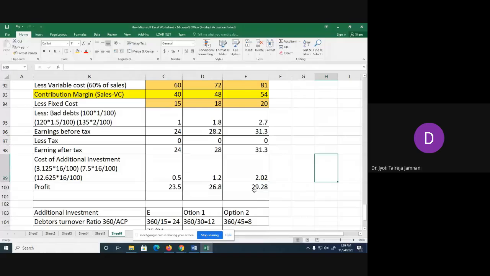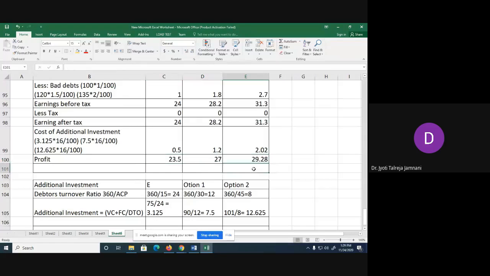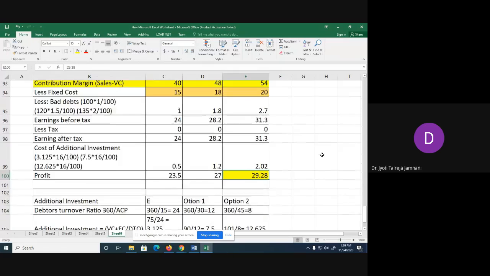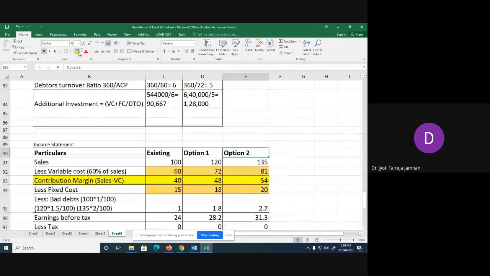These are amounts. First option EAT is 28.2. 28.2 minus 1.2, you get 27. Correct? Yes, ma'am. Now see which is the highest: 23.5, 27 or 29.8. It's 29.8. So we'll go to option 2.